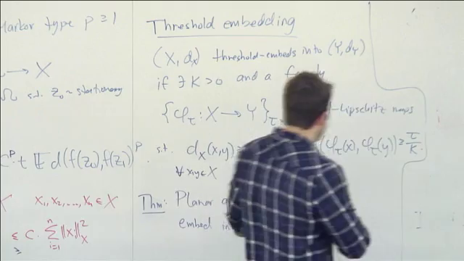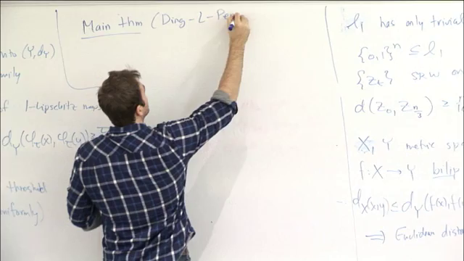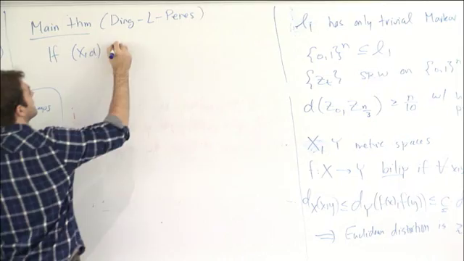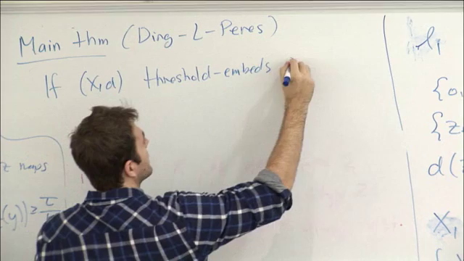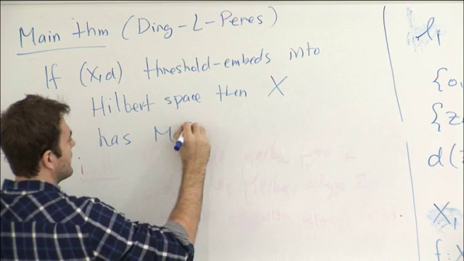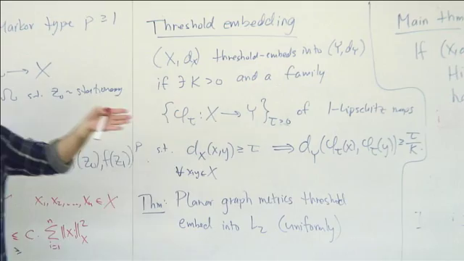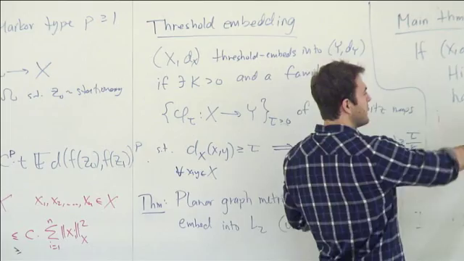Now here's the main theorem, which I'll try to present in the remaining time. If a metric space threshold embeds into Hilbert space, then this space inherits Markov type 2. For bi-Lipschitz embeddings it's straightforward, but it turns out you need much weaker control on the geometry to get Markov type 2. Just the existence of a threshold embedding is enough to get Markov type 2.